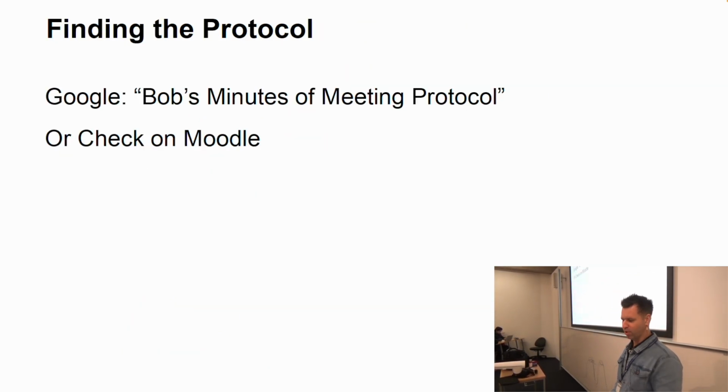How do you find the protocol? You can download it from Moodle. There's a copy of it on Moodle. And you can also Google it, Bob's Minutes of Meeting Protocol. It's freely available online. Any questions about that? It's simple, right? It should be simple because it is simple. It's not earth-shattering. It's perfect for a Friday afternoon.